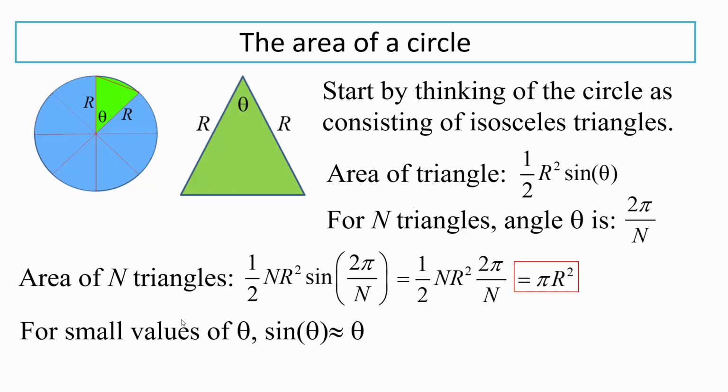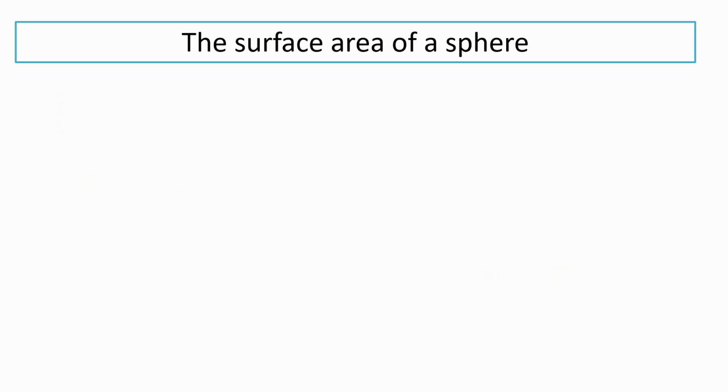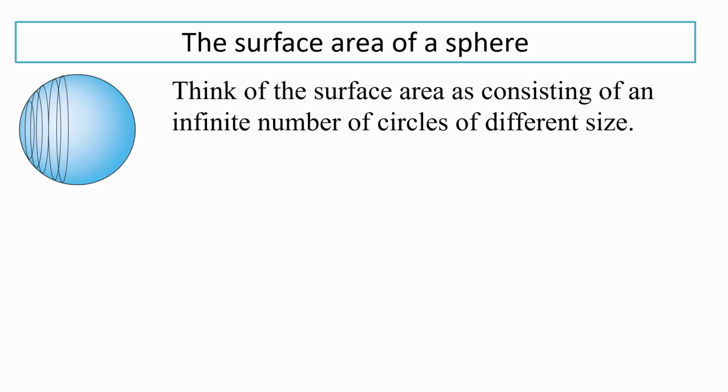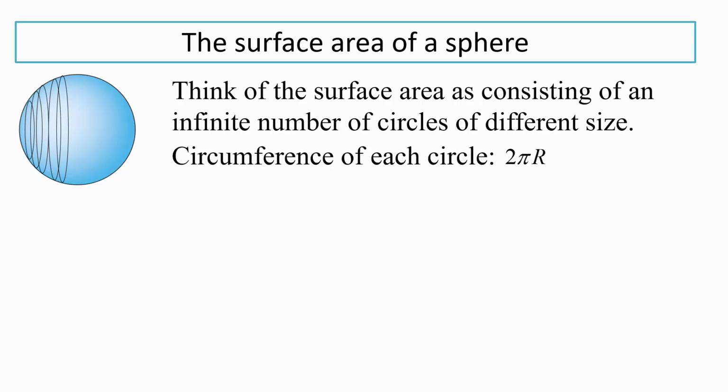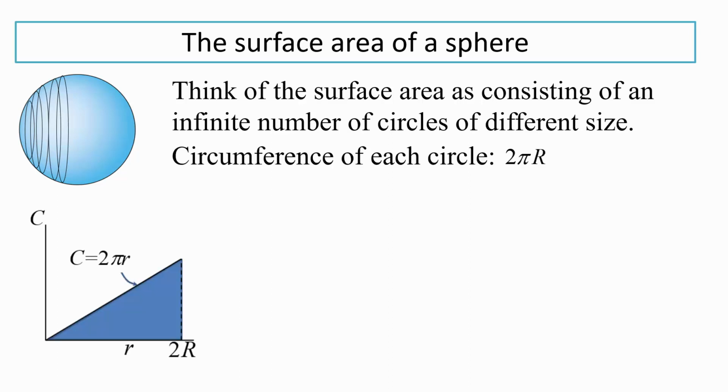All right, let's finish with one more. Do you know the formula for the surface area of a sphere? It's 4 pi r squared, where r is the radius of the sphere. There is a straightforward way of deriving that formula by using integration. There's our sphere on the left. Think of it as consisting of an infinite number of circles added together. We know the circumference of a circle is 2 pi r, and here's how we can work it out.